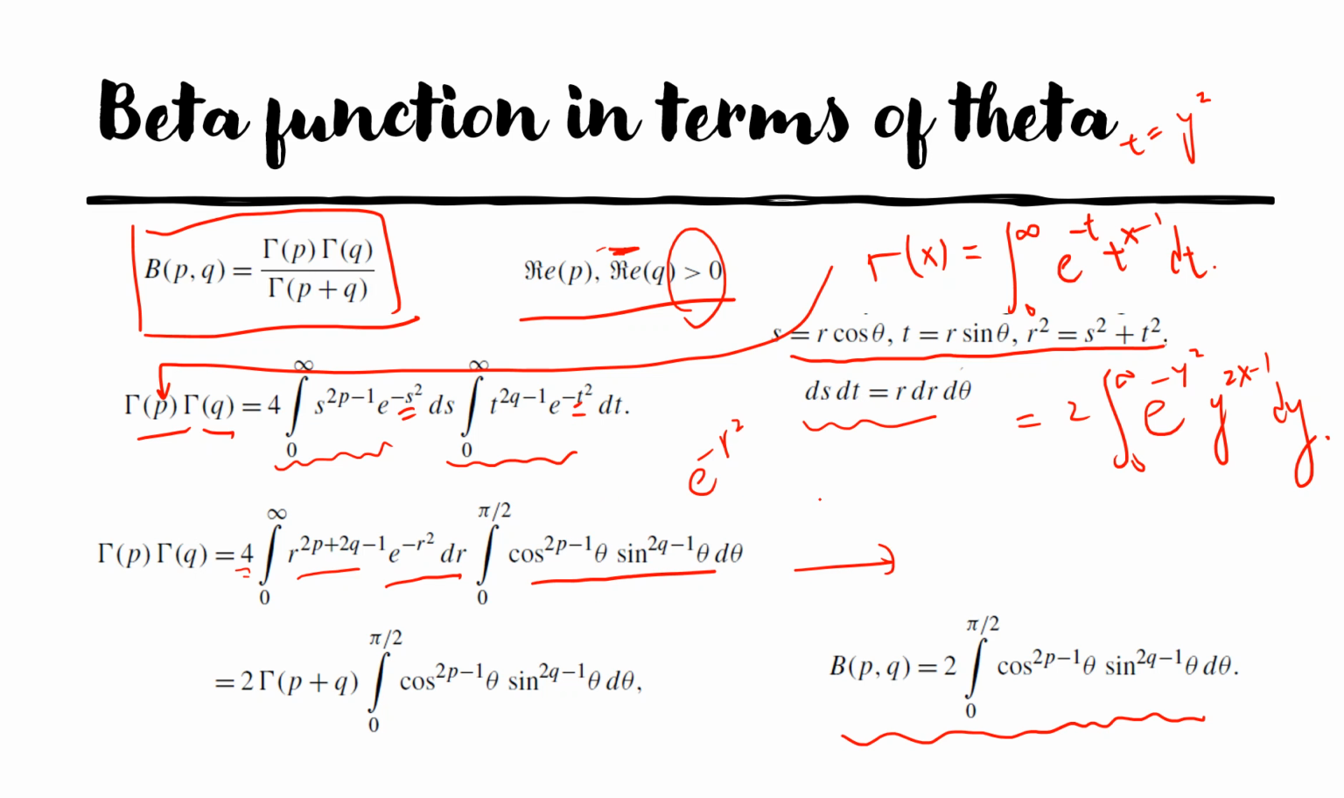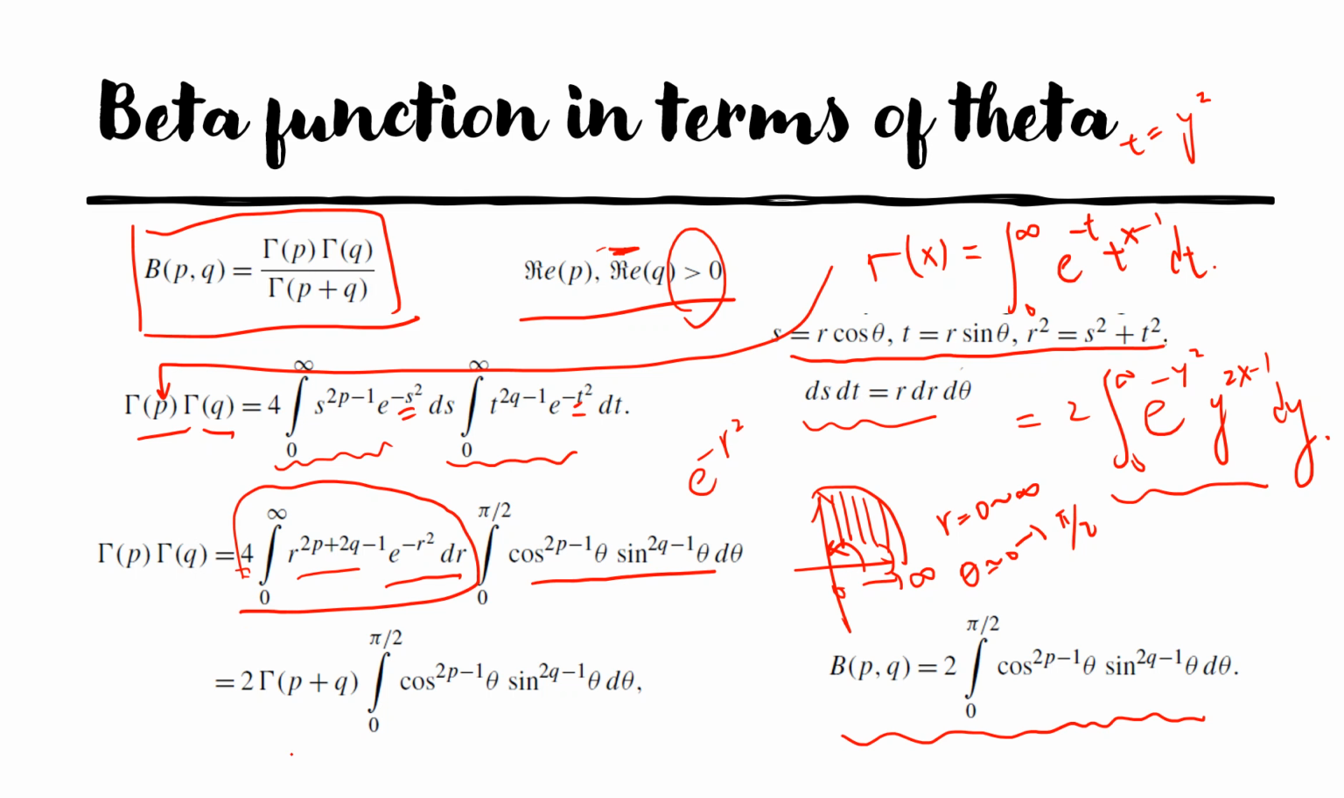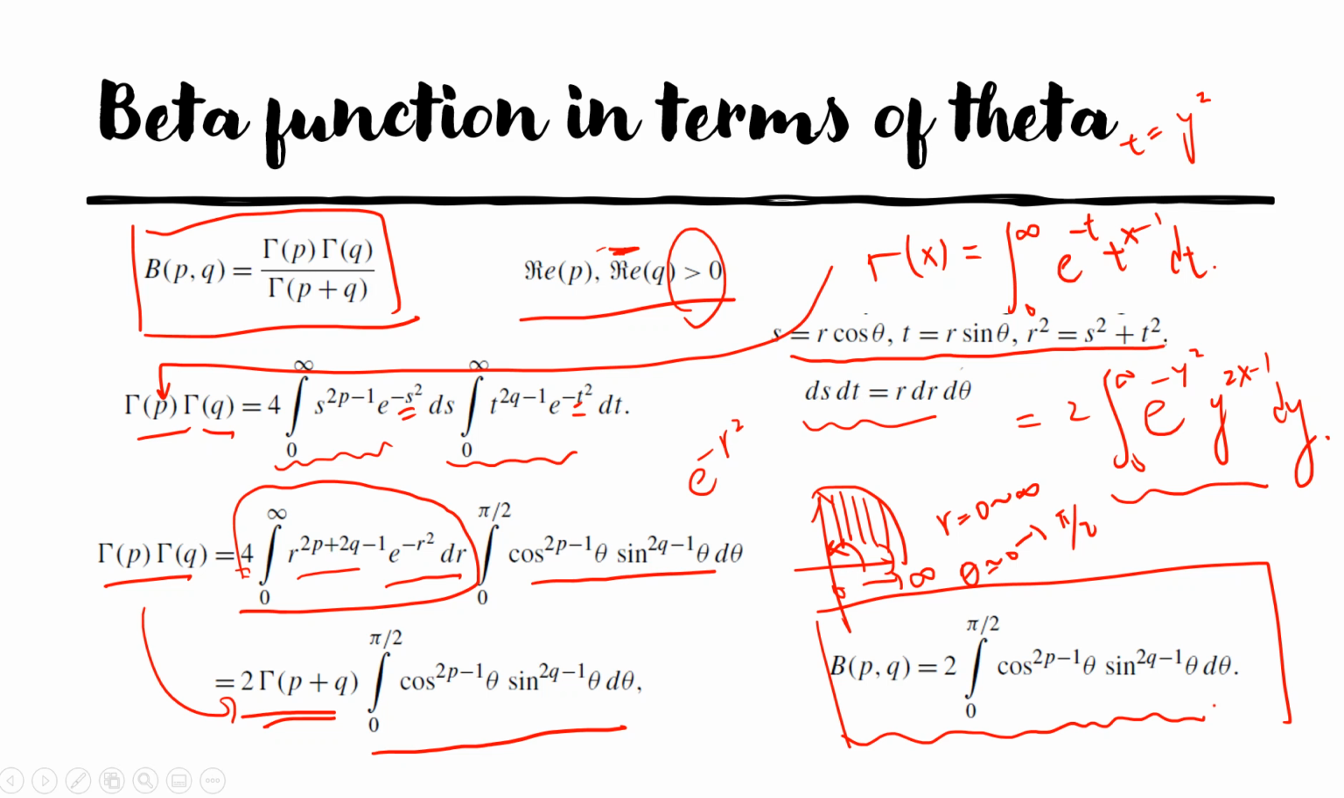Your region is the first quadrant, so r goes from 0 to infinity and theta goes from 0 to pi over 2. If you look carefully, the first part is exactly 2 times this, and the rest is this. So gamma p gamma q divided by gamma p plus q equals 2 times this integral. So this is another definition of the beta function.